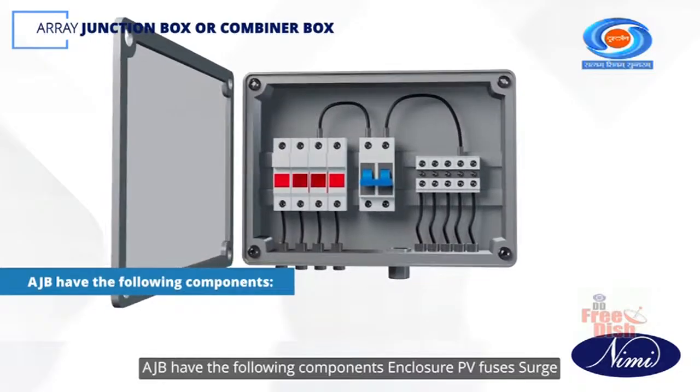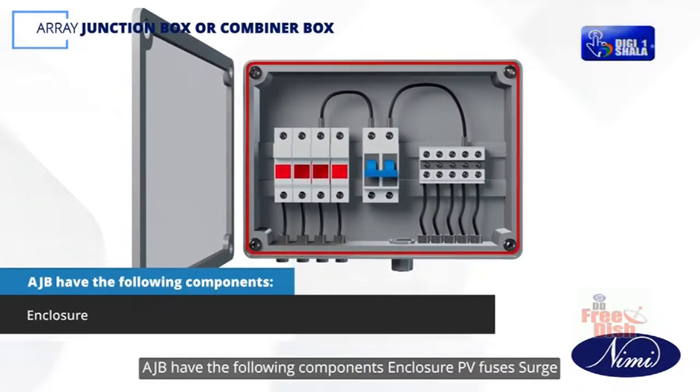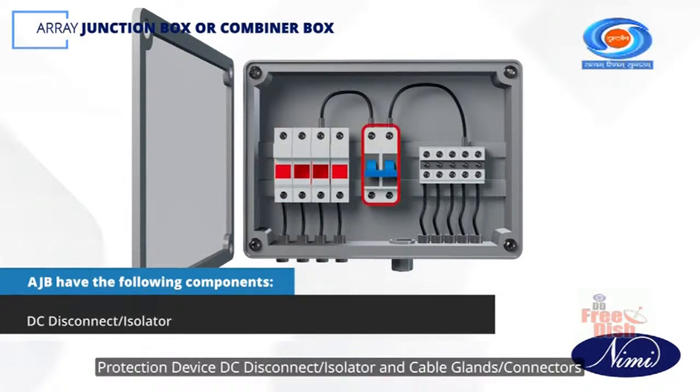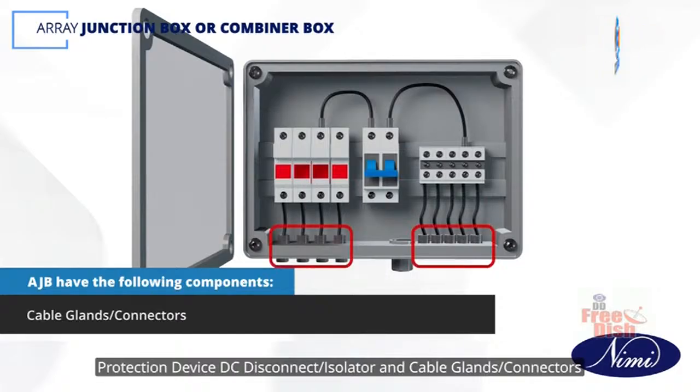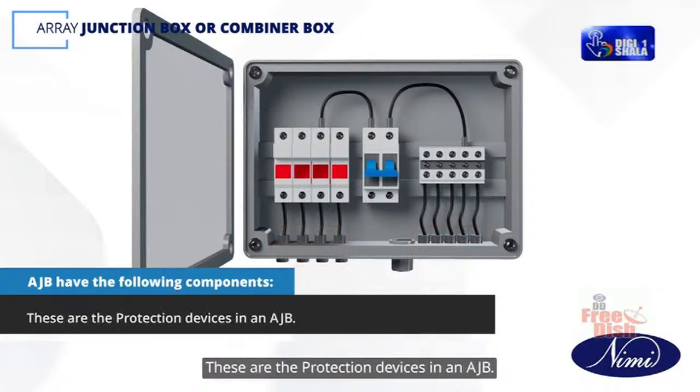AJB have the following components: enclosure, PV fuses, surge protection device, DC disconnect or isolator, and cable glands or connectors. These are the protection devices in an AJB.